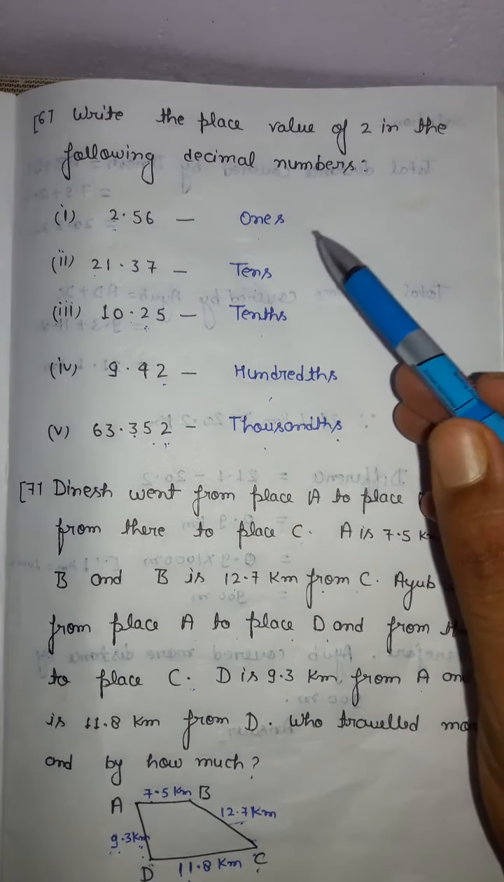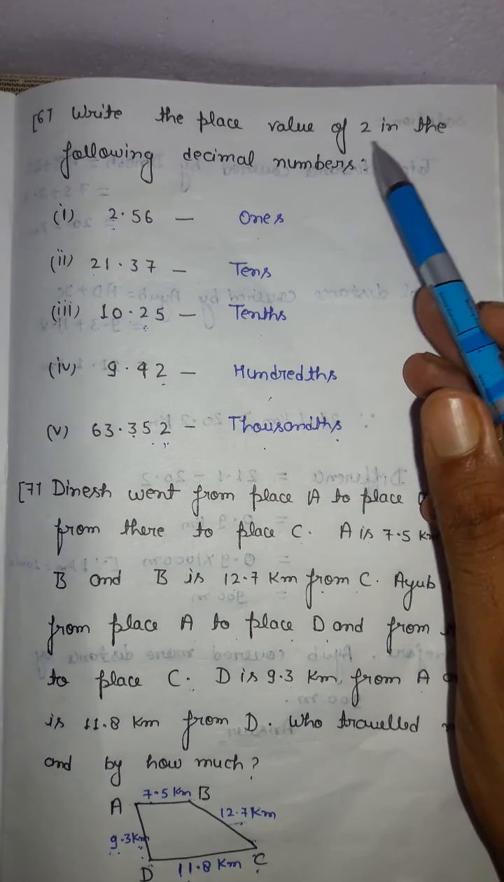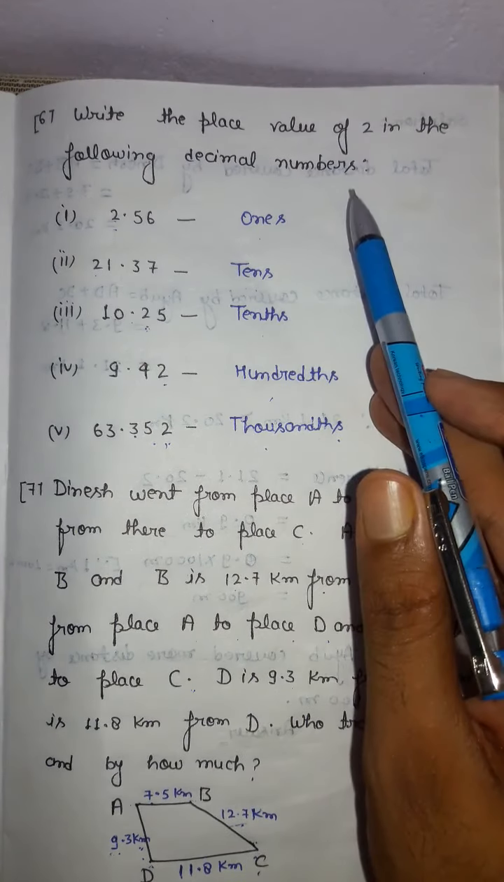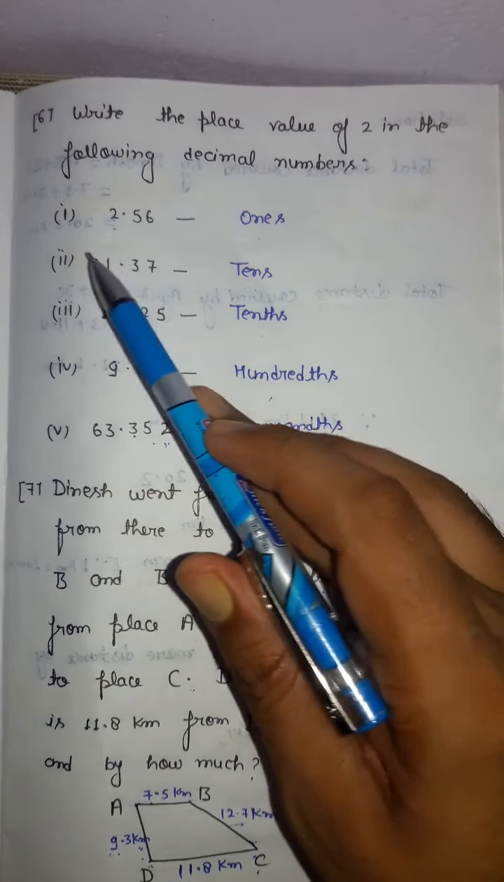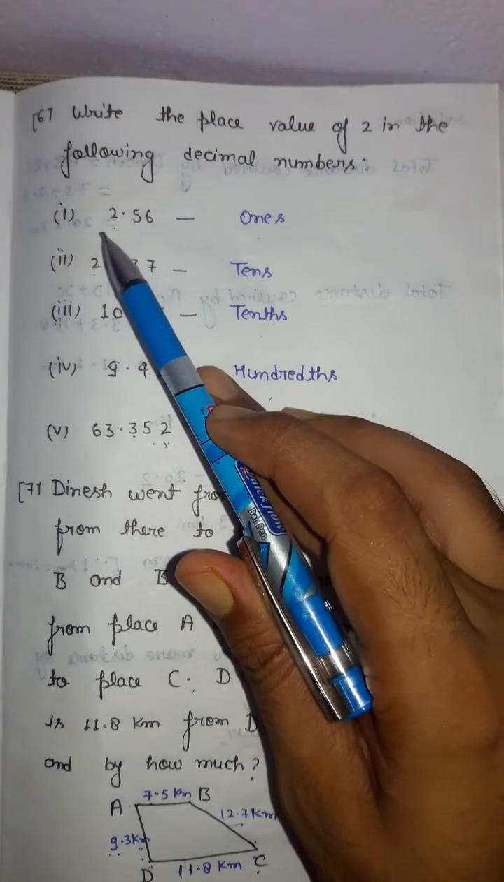Now see question number 6. Write the place value of 2 in the following decimal numbers. Here some decimal numbers are given, and we have to write the place value of 2 only.